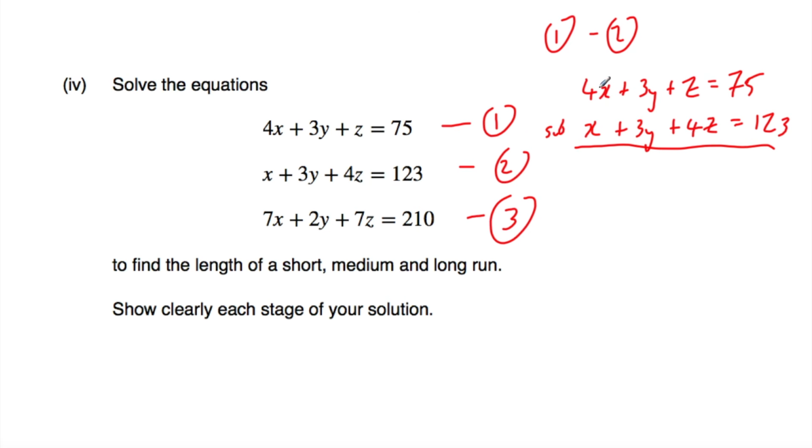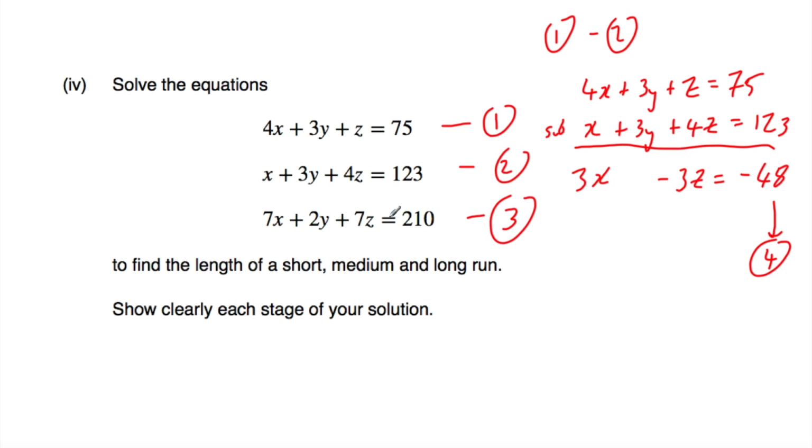So 4x take away x is 3x. 3y take away 3y, well, they're going to be eliminated. That's going to give us 0, which is what we want. And then z take away 4z will be minus 3z. And that's going to be equal to 75 minus 123, which is minus 48. And if you did the subtraction the other way around, you would have got minus 3x plus 3z equals 48. Actually, both ways are totally fine. Okay, so that's equation 4. I'm going to put an arrow there. So we've eliminated the y's there.